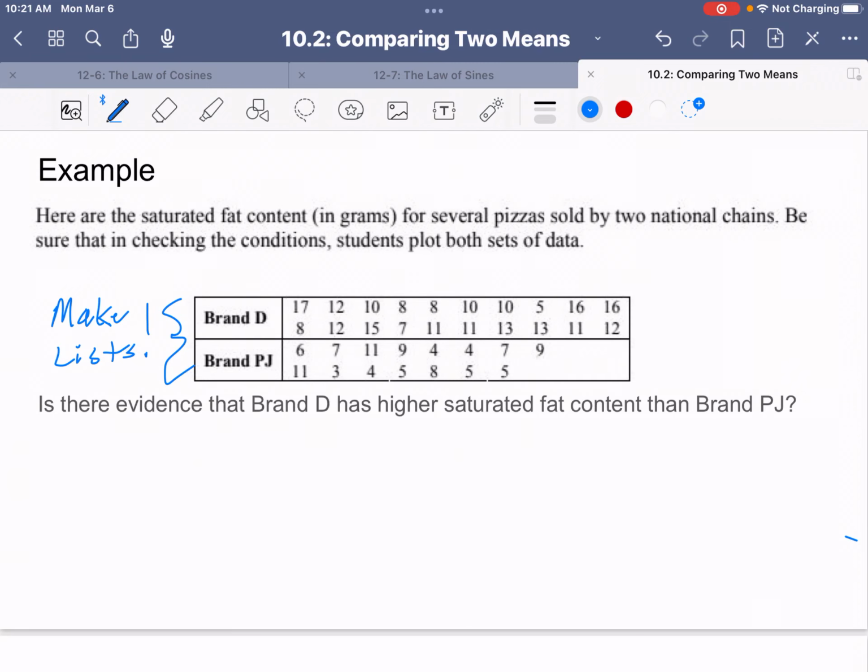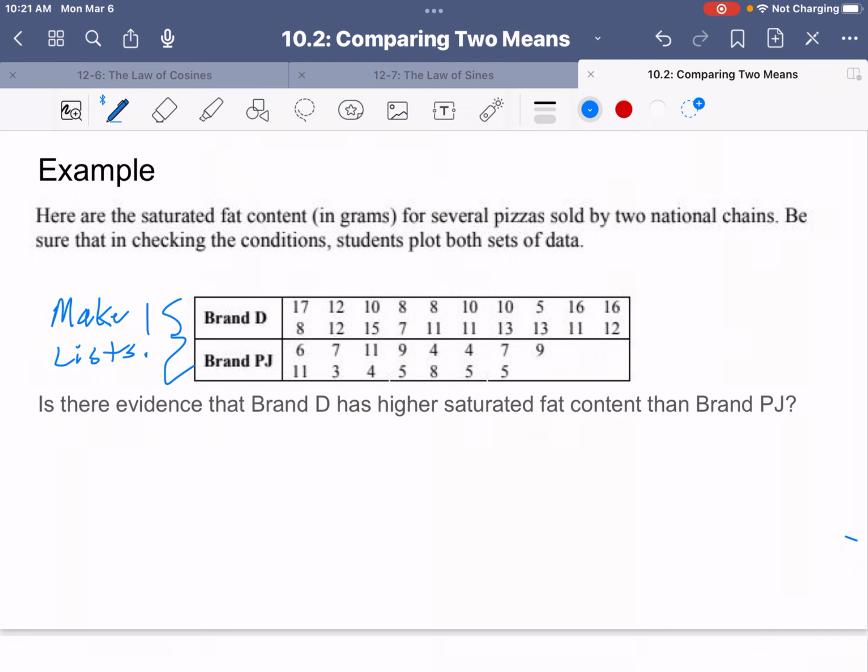AP Statistics students. So in this video, we're just going to go through another worked out example for the two-sample t-test. Here are the saturated fat content in grams for several pizzas sold by two national chains. Be sure that in checking the conditions that you plot both sets of data. Is there evidence that brand D has a higher saturated fat content than brand PJ?